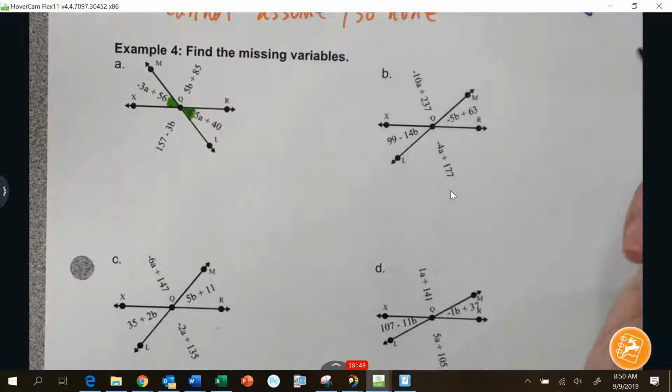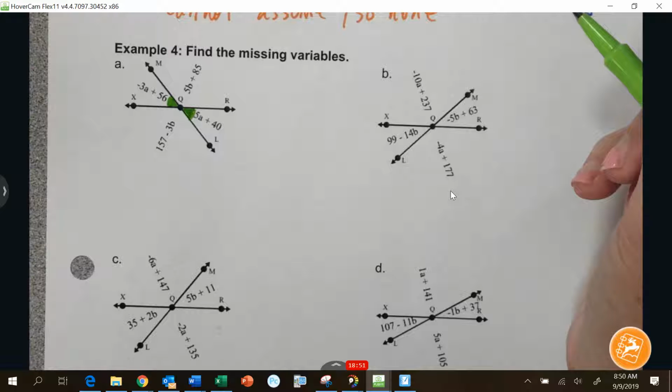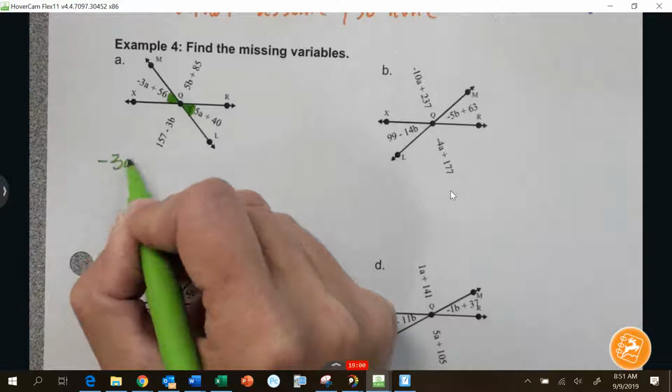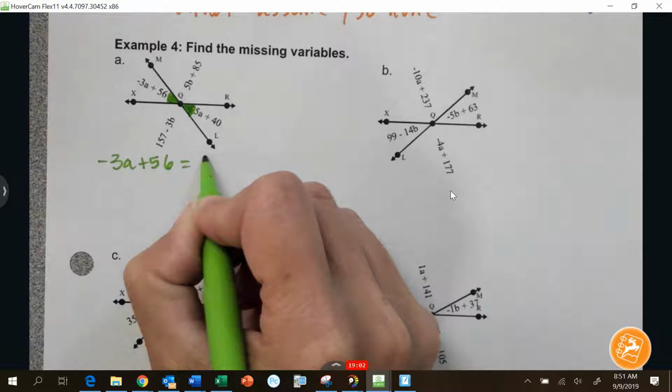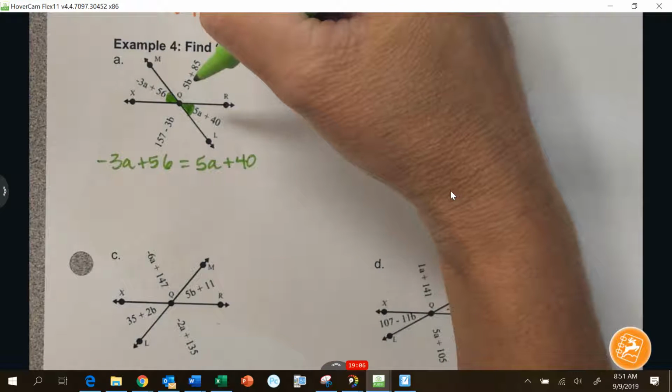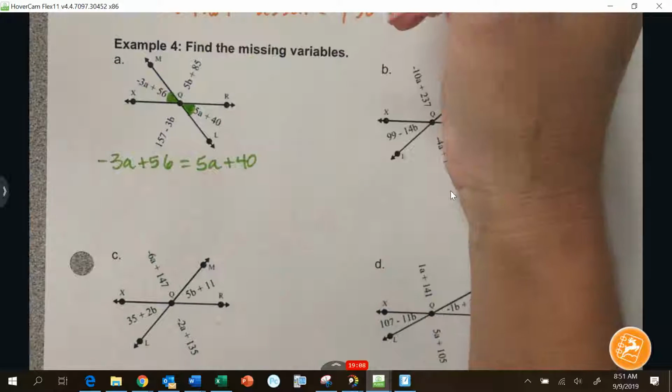Lynn, what do I know about these two angles? They're called vertical angles, yes. That means they're equal to each other. They're congruent. So we would do negative 3A plus 56 equals 5A plus 40. If they are congruent, then they are equal. And then we would solve that equation for A. That I'm not taking the time to do right now.